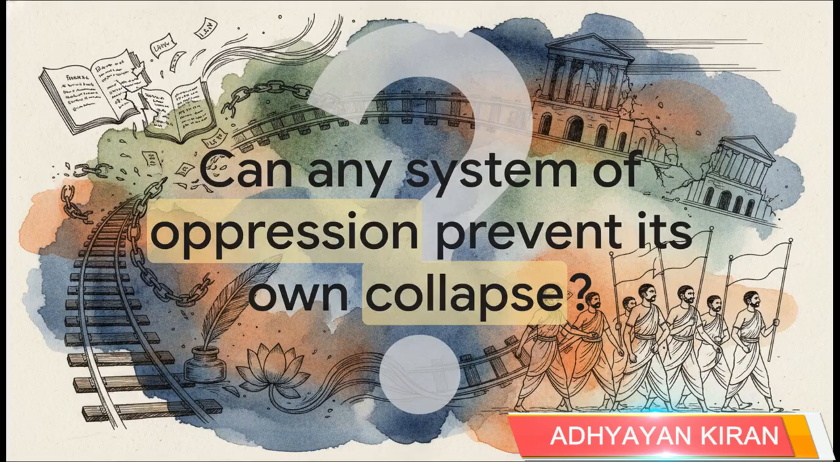So I'll leave you with this powerful thought to chew on. If the very structures built for absolute imperial control, the railways, the laws, the language, the education, became the exact weapons of the empire's undoing, can any system of oppression ever truly prevent its own collapse? It is the ultimate historical paradox, and honestly, a brilliant testament to the resilience of the human spirit.